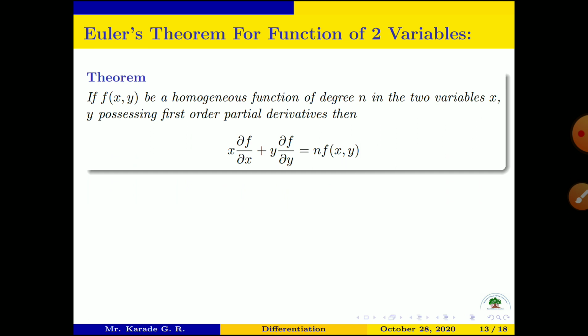So once again, how to read this identity? x ∂f/∂x + y ∂f/∂y = n f(x, y). Here f is a function of two variables x and y, and that function is a homogeneous function of degree n. So we know what is meant by a homogeneous function. In the last year we saw what is meant by a homogeneous function.